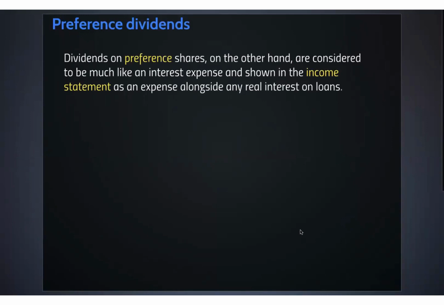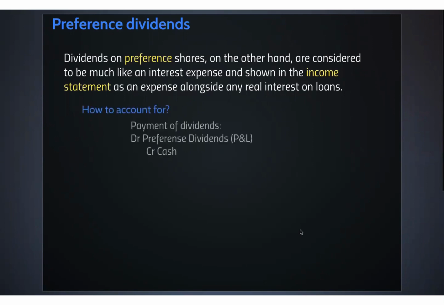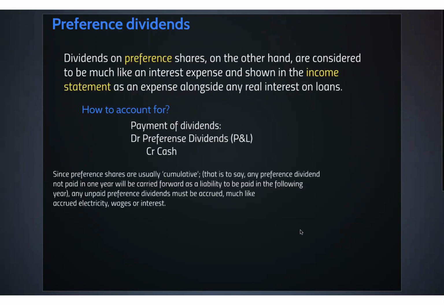Preference dividends. Dividends on preference shares, on the other hand, are considered to be much like an interest expense and are shown in the income statement as an expense alongside real interest on loans on the balance sheet. So how should we account for that? We have to account for payment of preference dividends as an expense in the profit and loss statement. We have to debit preference dividends and credit cash.